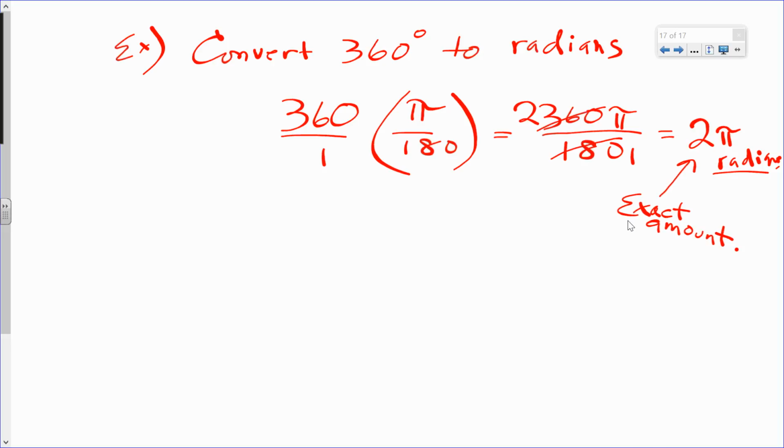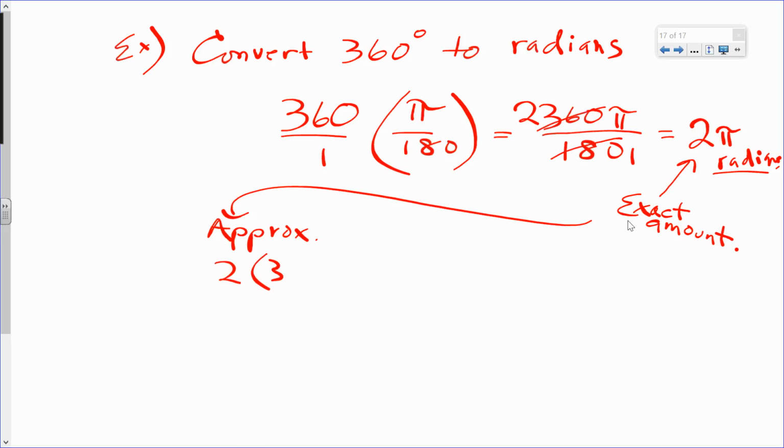But what if I wanted to approximate? Approximately how many radians is that? Well, if I wanted to approximate, we'll come back over here. Let's see. I'll just take 2 times 3.14. So I'm going to get 2 times 3.14 on the calculator. 6.3.